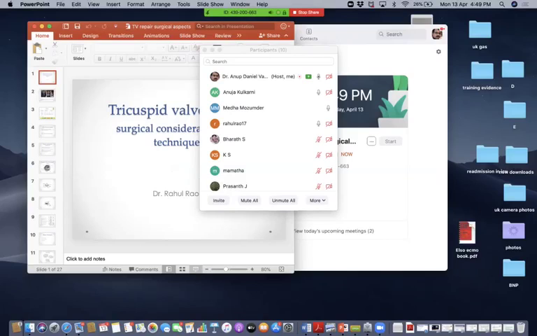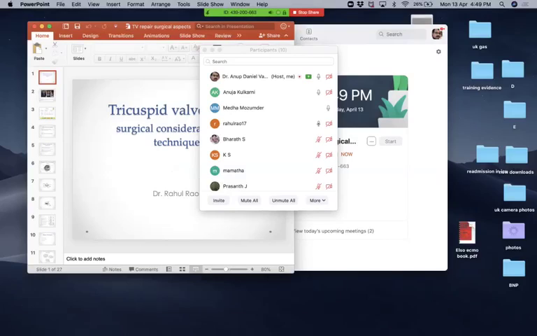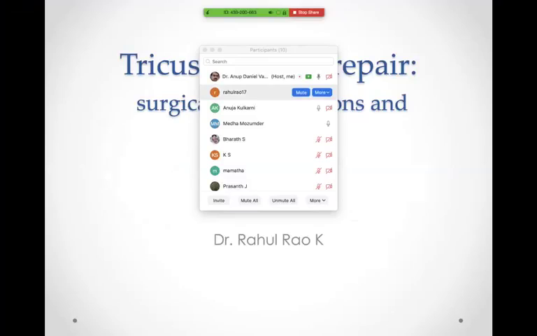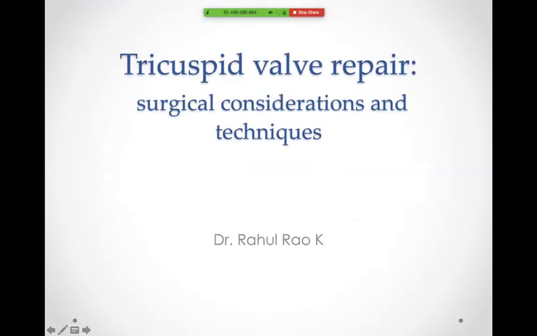Rahul, are you there? Yeah, I can hear you. Can you hear me? Yeah. Can you see my screen? Yeah, I can see the screen now. All right, you can go ahead then.